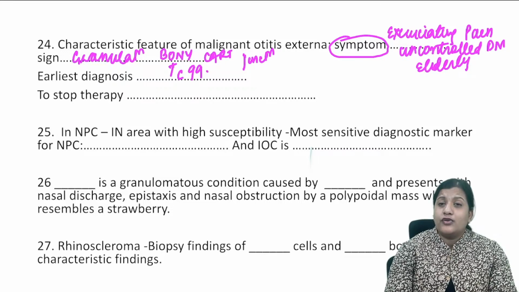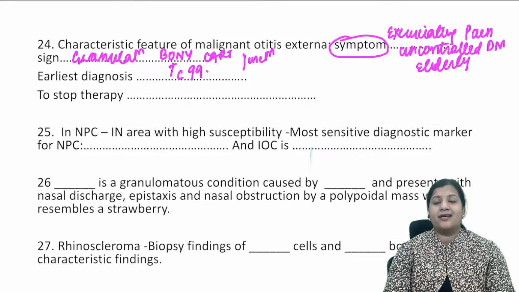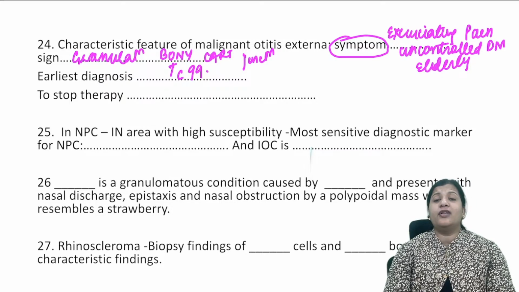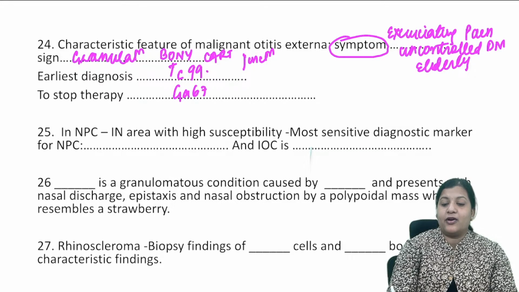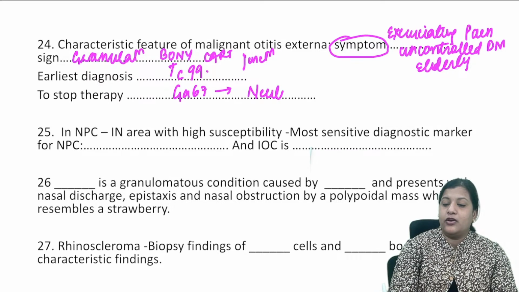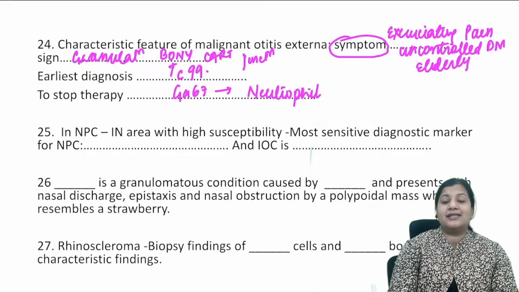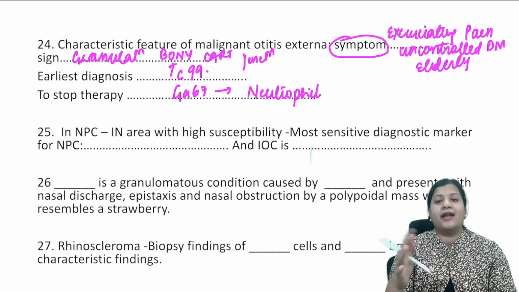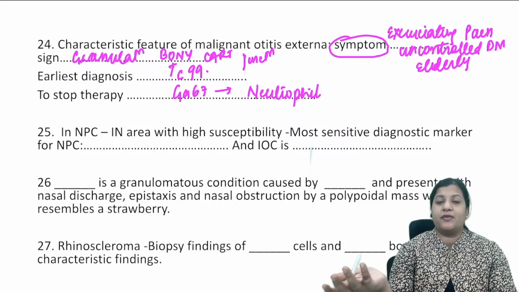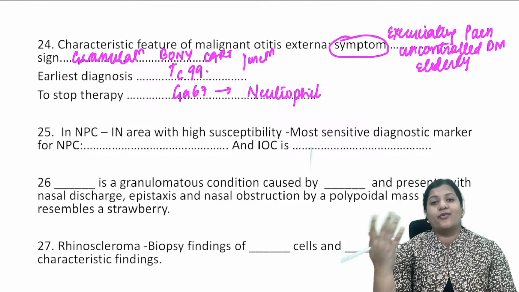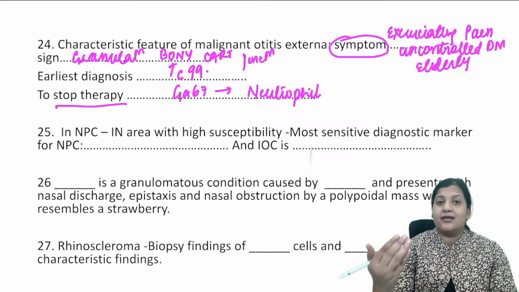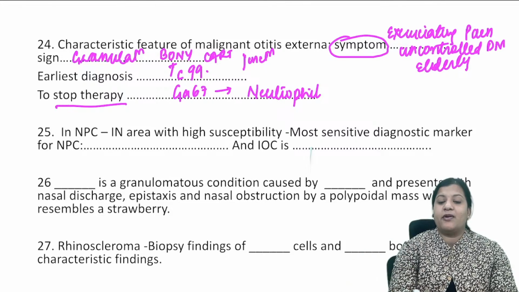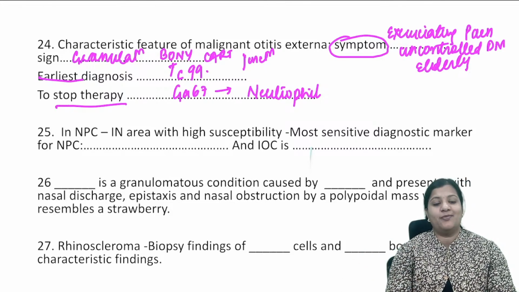But when you want to stop therapy, when you want to monitor the treatment, what scan do you do? When do you know that you have to stop therapy? You do gallium 67, because gallium 67 is taken up by neutrophils. Whenever the disease has resolved, the neutrophils will disappear, hence the gallium 67 scan will be negative, which is why we do gallium 67 when we want to monitor the disease or stop the therapy. But for earliest diagnosis, you'll do technetium 99.